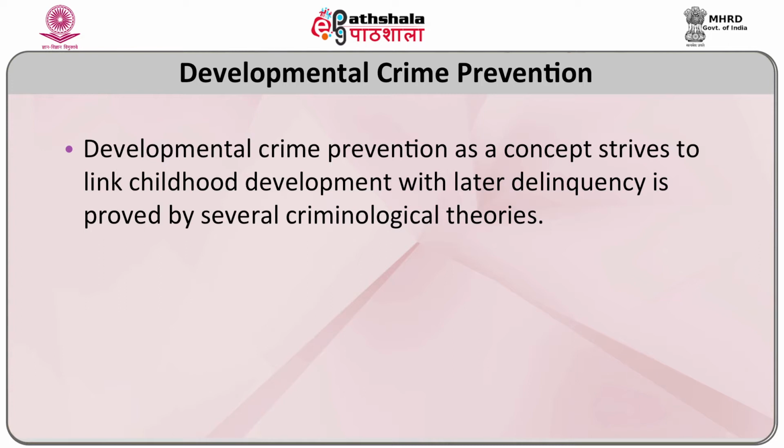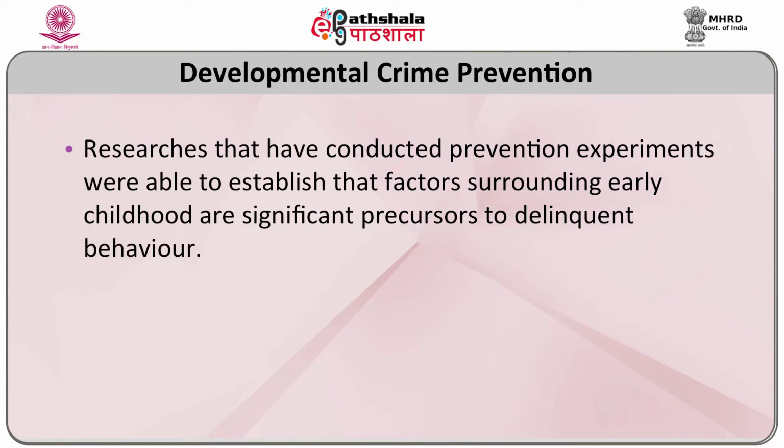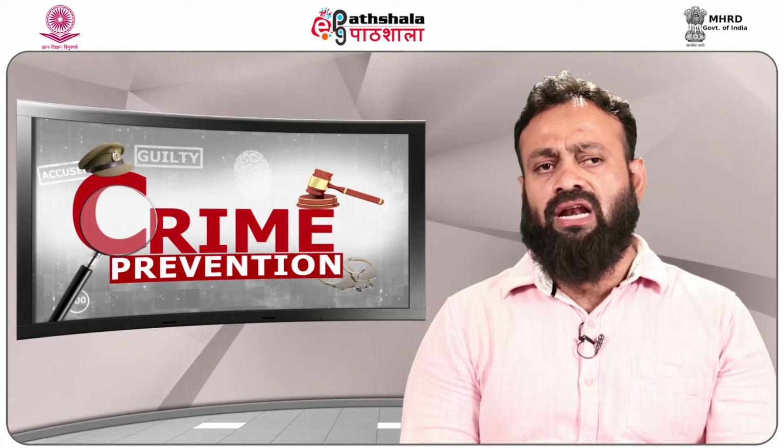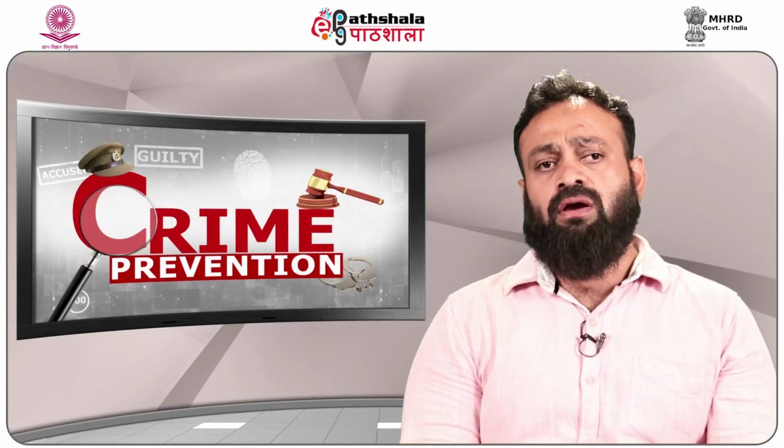The developmental crime prevention model is another model that as a concept strives to link childhood development with later delinquency, as proved by several criminological theories. Researchers who have conducted prevention experiments were able to establish that the factors surrounding early childhood are significant precursors to delinquent behavior. This model hasn't reached the Asian continent basically for two reasons.